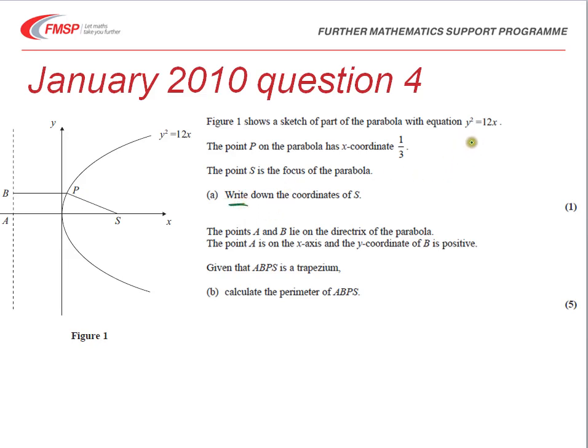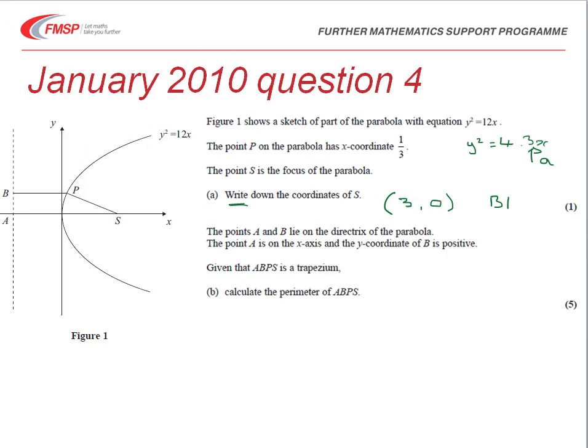You do need to realize, of course, that y squared equals 12x can be written as y squared equals 4 multiplied by 3 times x. In other words, I'm writing it in the form y squared equals 4ax, so a is equal to 3, and therefore the coordinates of S, just from knowledge or looking up on your statistical tables, are (3, 0). It's a B mark there for that. There's no working as such which is going to gain you any credit, so you either get the mark or not.